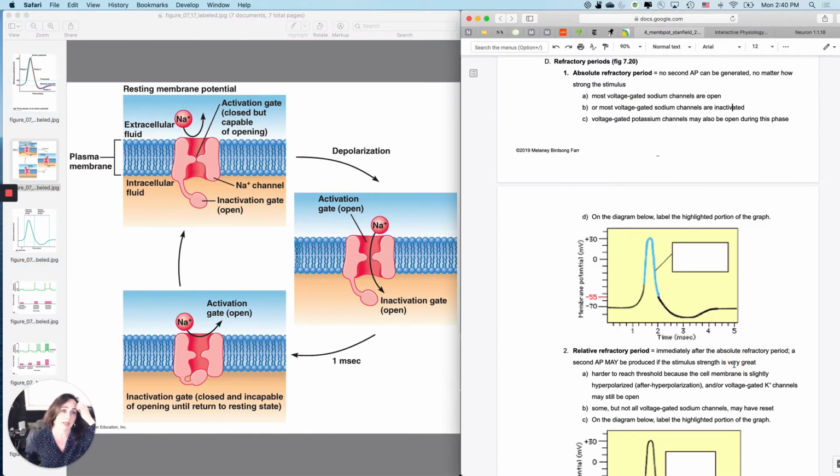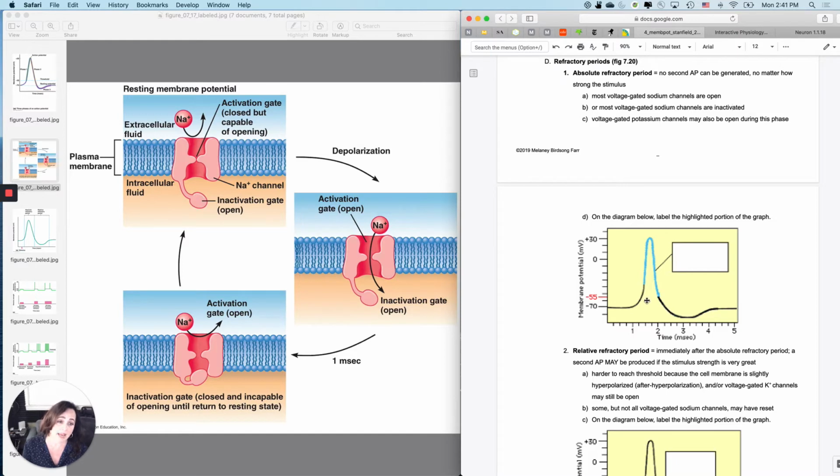Absolute refractory period primarily has to do with the position of the voltage gated sodium channels. If the voltage gated sodium channels are inactivated, like they are here, or if they have not been completely reset, like if this is open or inactivated, you can't get another action potential, because action potentials have to do with voltage gated sodium channels. So really what happens is throughout a lot of the action potential, you are in what's called the absolute refractory period, in which you could not get another action potential no matter what.